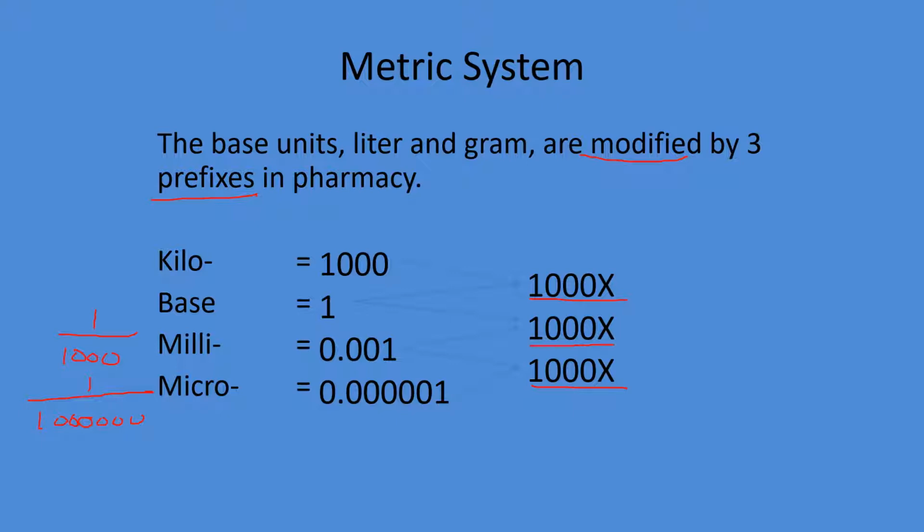How do you multiply by 10? You add 1 zero, right? How do you multiply by 100? You add 2 zeros. How do you multiply by 1,000? You add 3 zeros. There you go. So we're going to add 3 zeros or take away 3 zeros when we are converting within the metric system. This trick only works if you're doing metric to metric.